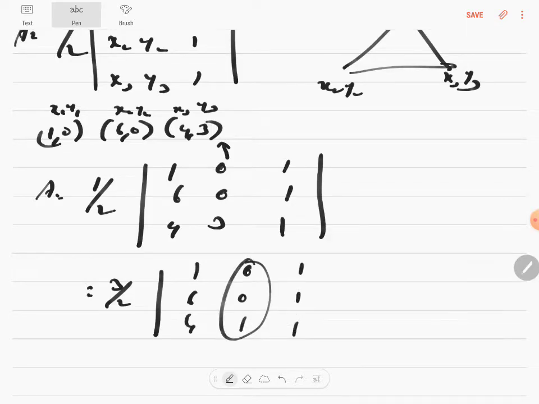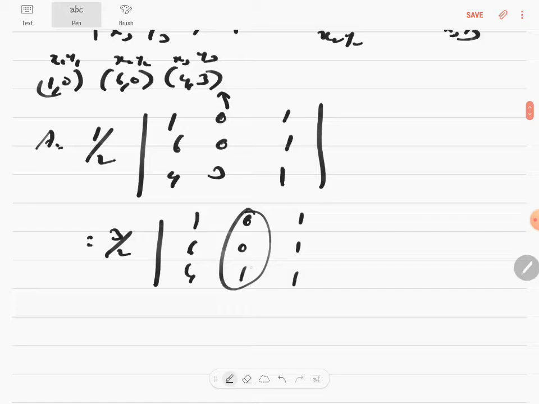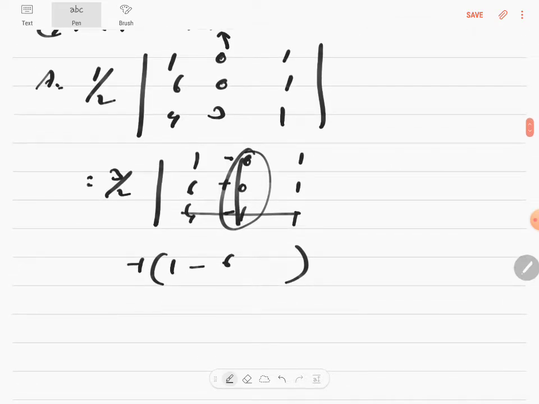And the moment I see 0, 0, 1, I am happy to expand along this, where the signs are negative, positive and negative. So 0 into 0 into, so it's minus 1 into that row, that column omitted, 1 minus 6. So it is 5 square units. What about the 3 by 2? So it's 3 by 2 into 5. So it's 15 by 2 square units. That will be the area of this triangle for exercise 4.3.